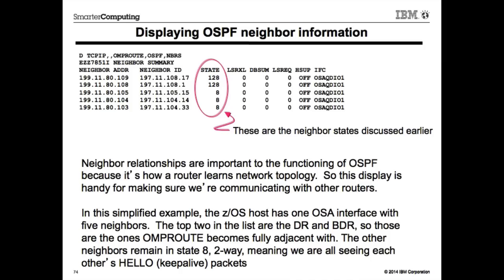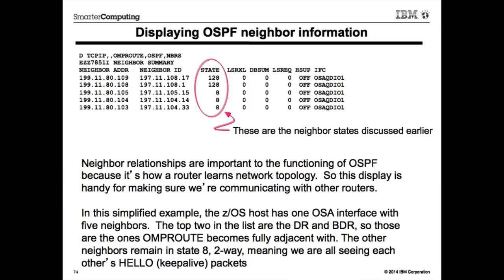Next thing we can display is the neighbors. Now here's an example where I'm on a single OSA LAN. I have OSA QDIO1. I have 5 neighbors. My state with 2 of them is 128, so I'm fully adjacent to 2 of these neighbors, and I'm only 2-way to 3 of them. So the top 2 neighbors are the designated router and the backup designated router. I'm fully adjacent to them. I'm only 2-way adjacent to everybody else.